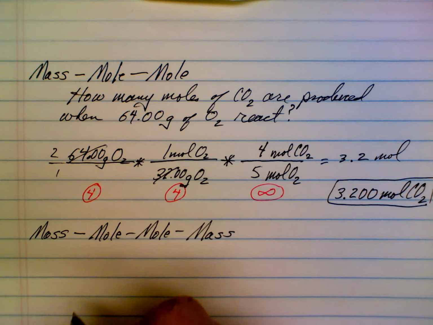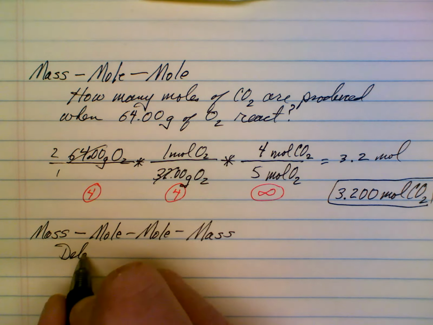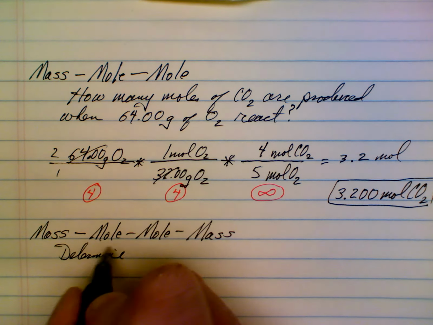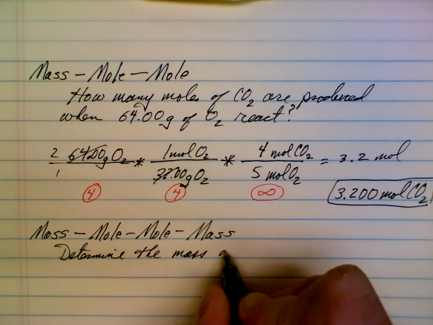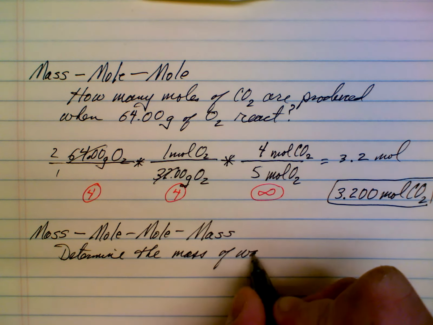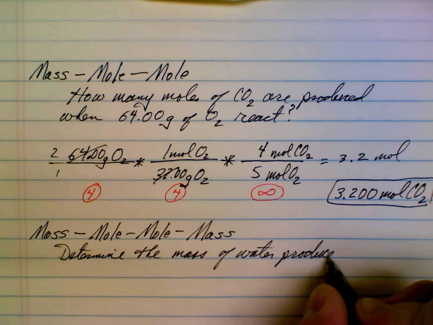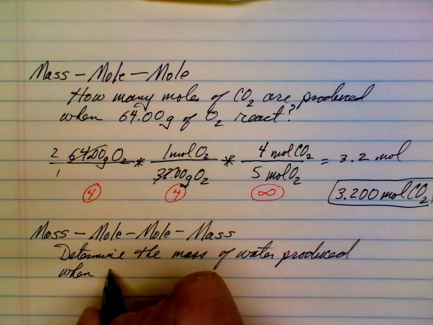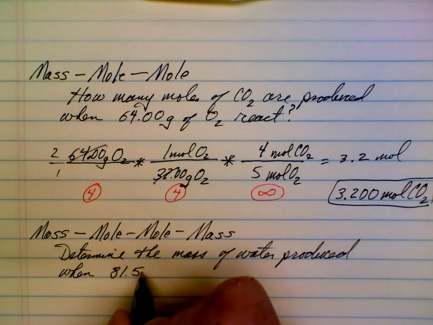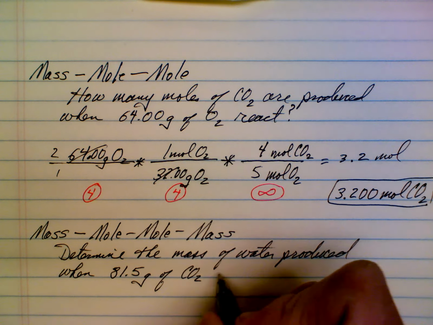So the question might read: determine the mass of water produced when, let's go with 81.5 grams of carbon dioxide are produced.